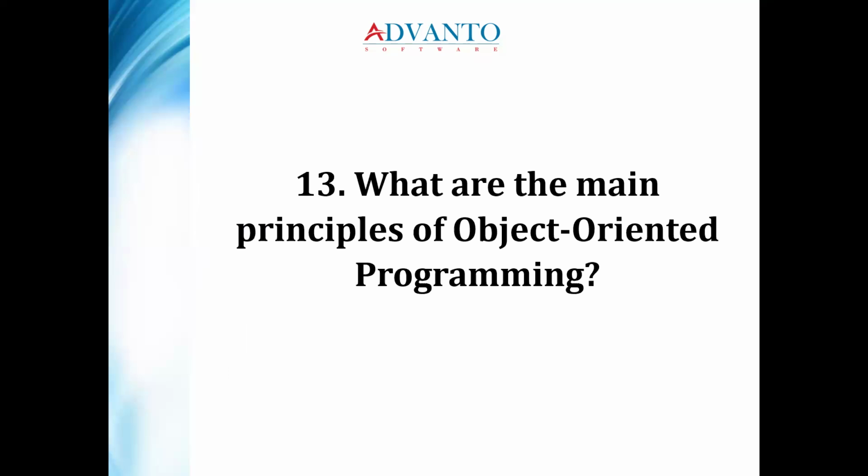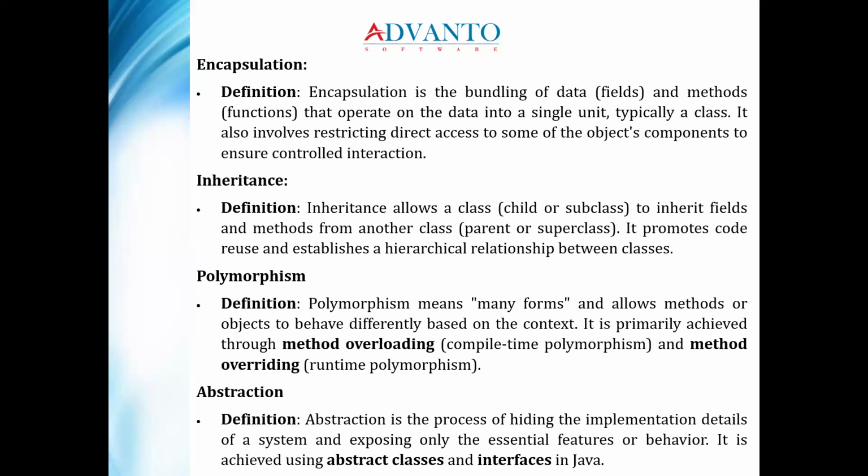The next question, what are the main principles of object-oriented programming? The first one is encapsulation. Encapsulation is a bundling of data, that is fields, and methods, that is functions, that operate on the data into a single unit, typically a class. It also involves restricting direct access to some of the object's components to ensure controlled interaction.